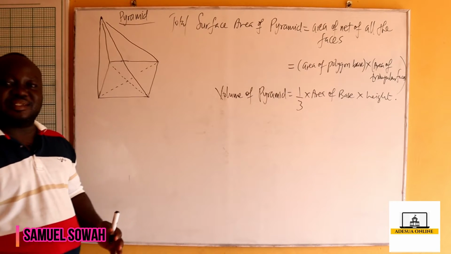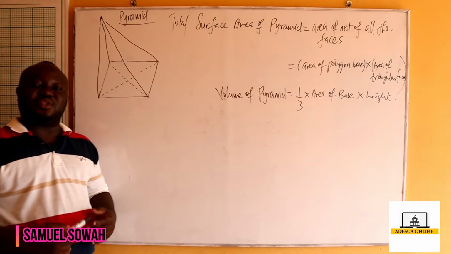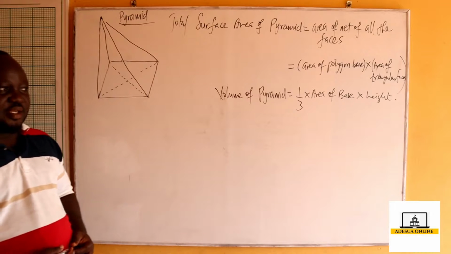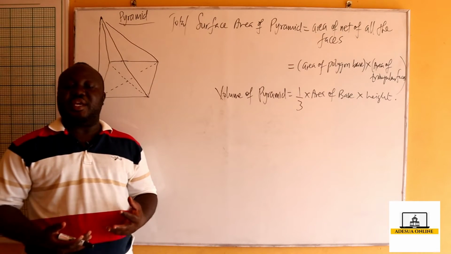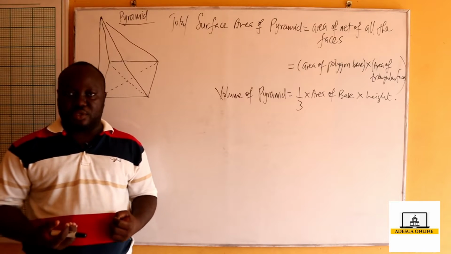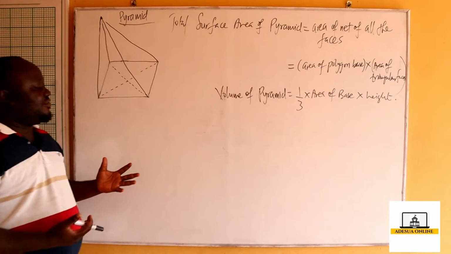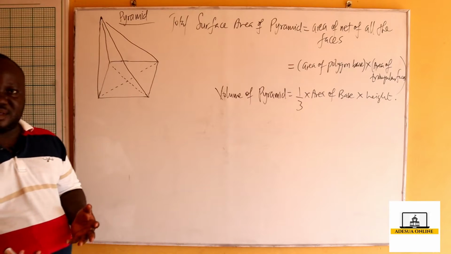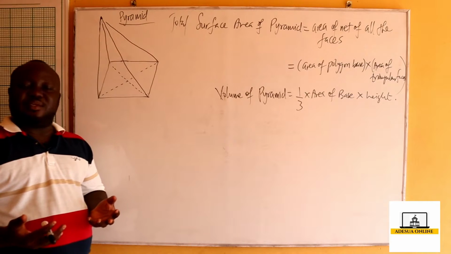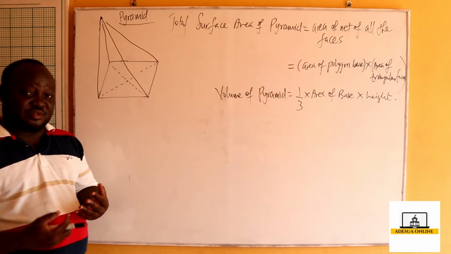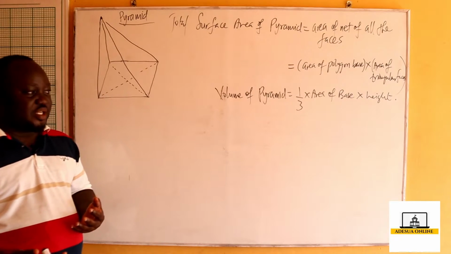Okay, in our next lesson, we are going to talk about pyramids. A pyramid is a solid figure in which the base is a polygon. So we have a square pyramid, which means the base is a square; a rectangular pyramid, which means the base is a rectangle; a triangular pyramid, and so on and so forth.